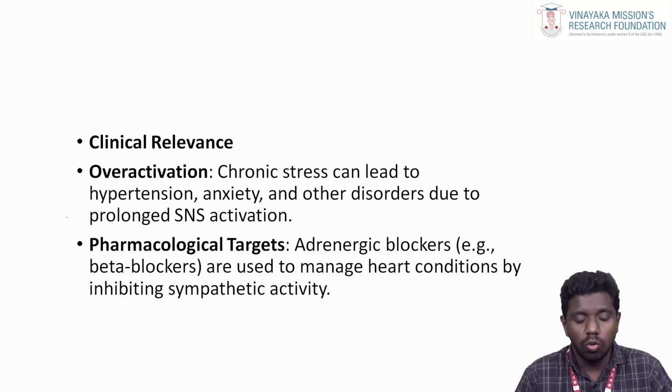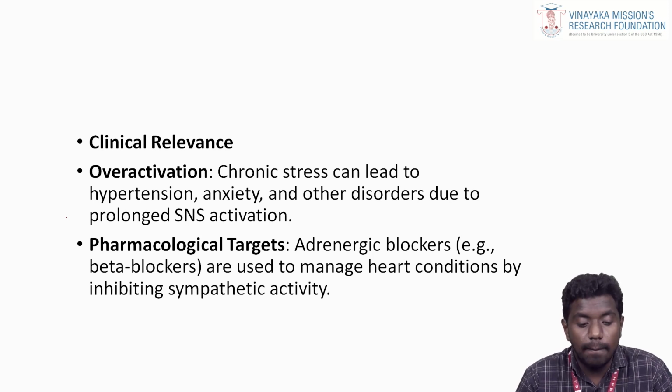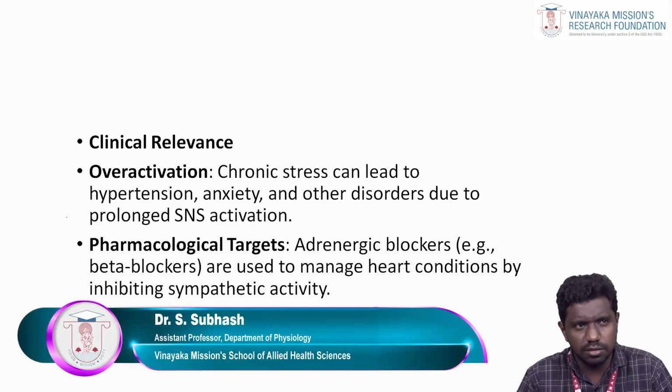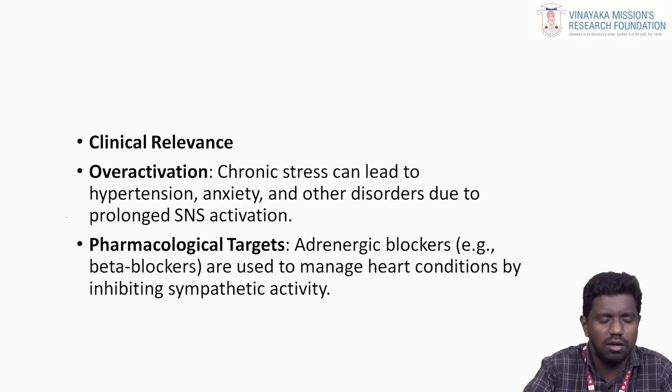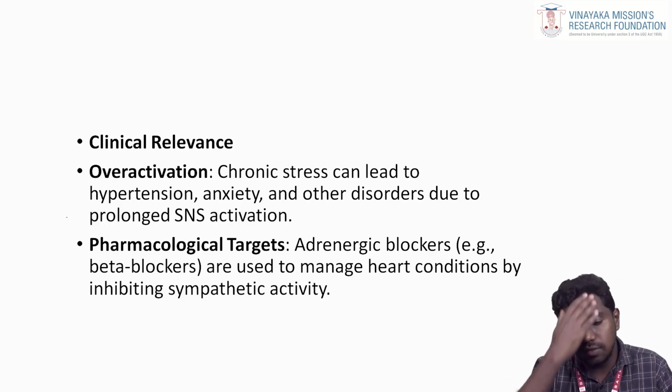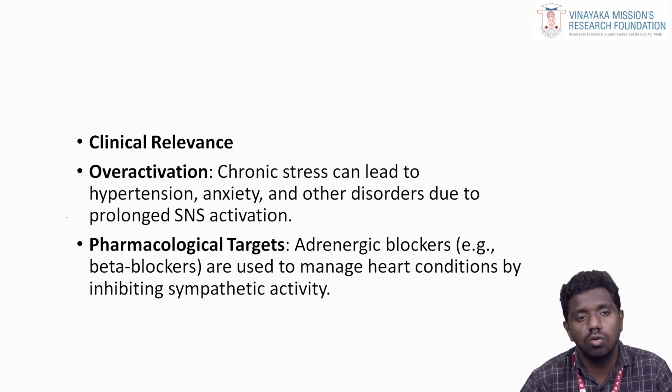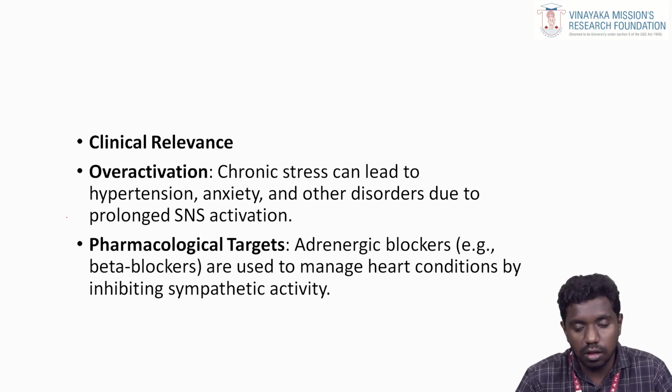Clinical relevance. Overactivation leads to chronic stress and can lead to hypertension, anxiety and other disorders. Sometimes our sympathetic system can become overactive. It works beyond what our body needs and goes to higher levels, which is called overactivation. This overactivation of the sympathetic nervous system causes chronic stress, and chronic stress, meaning a gradual, long-term period, can lead to hypertension, an increased level of BP.